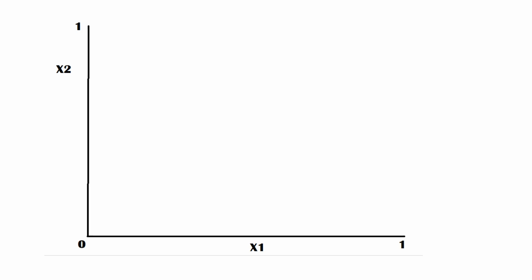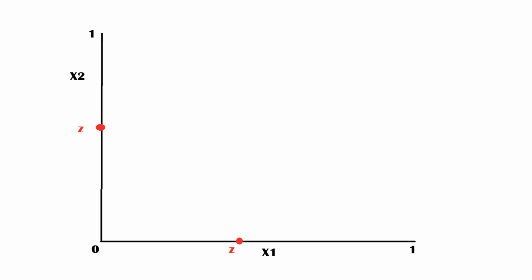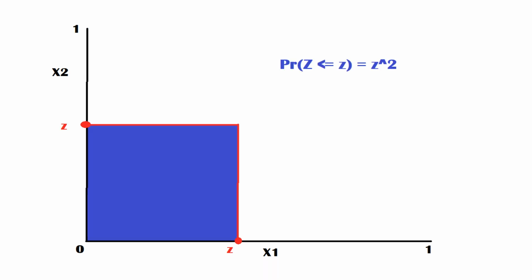So let's try and visualize this first. We have two random variables x1 and x2 uniformly distributed. So we can show them on two axes here, x1 along this side, x2 along this side, between 0 and 1. We are given that Z is a random variable which is the maximum of x1 and x2, and Z is less than or equal to some value z between 0 and 1. So we show z on both of these axes as a point between 0 and 1. The probability that Z is less than or equal to z would be the area of this square, which would be z squared.